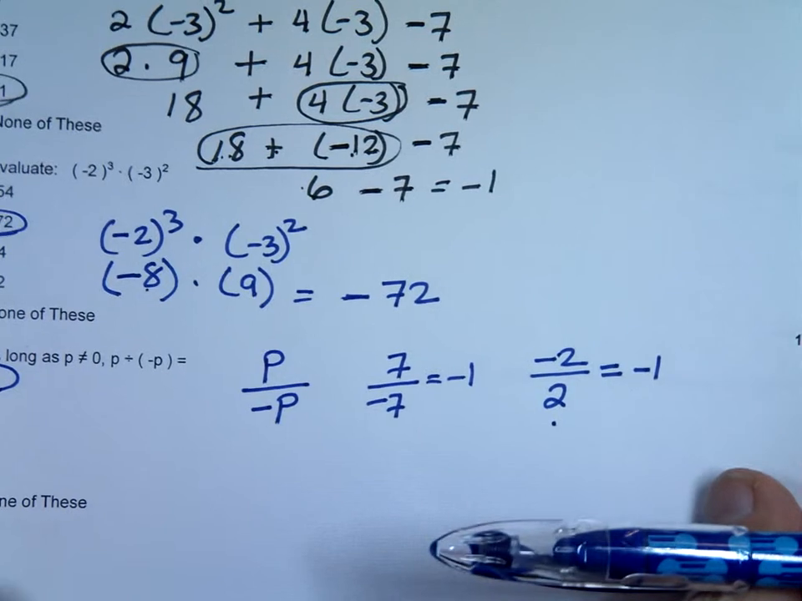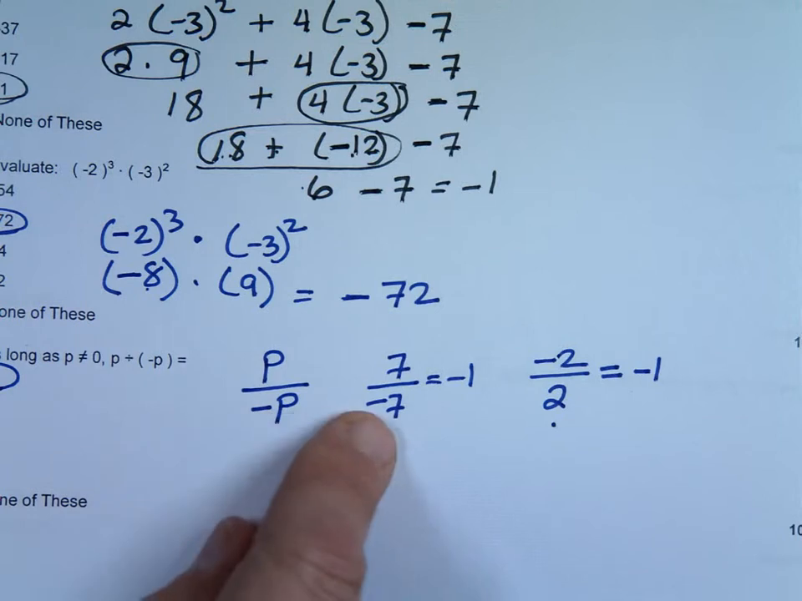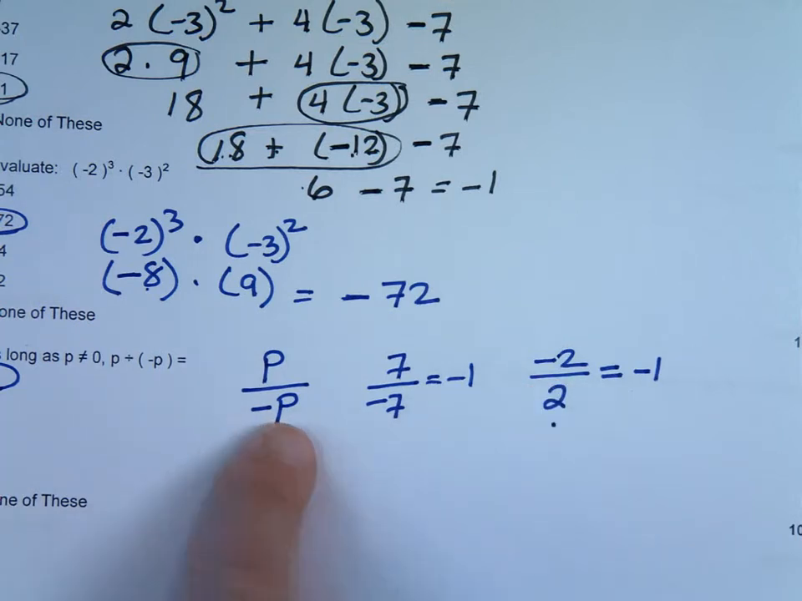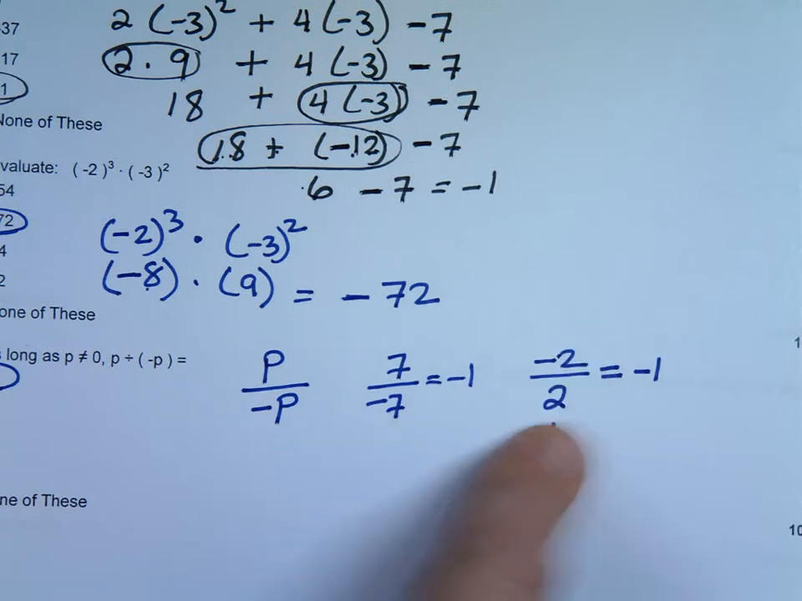Here are just a few examples. If we let P be 7, then negative P is negative 7. If you let P be minus 2, then the opposite of P is plus 2. When you divide a positive by a negative, it's always going to be a negative number. Always.